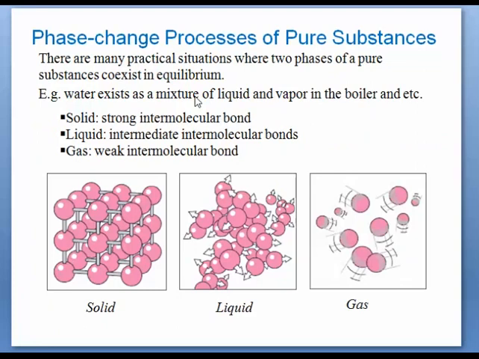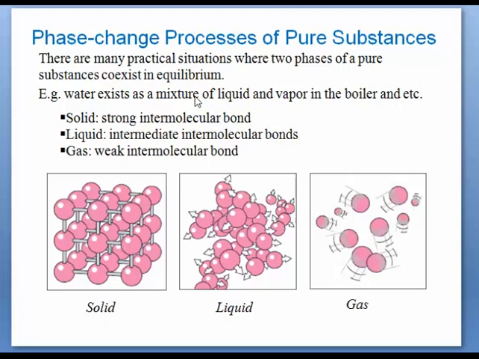Already we discussed that water exists in three phases: solid, liquid, gas. There are many practical situations where two phases of a pure substance coexist in equilibrium. For example, water exists as a mixture of liquid and vapor in the boiler drum. The boiler drum's purpose is to separate the water in vapor phase and the water in liquid phase.